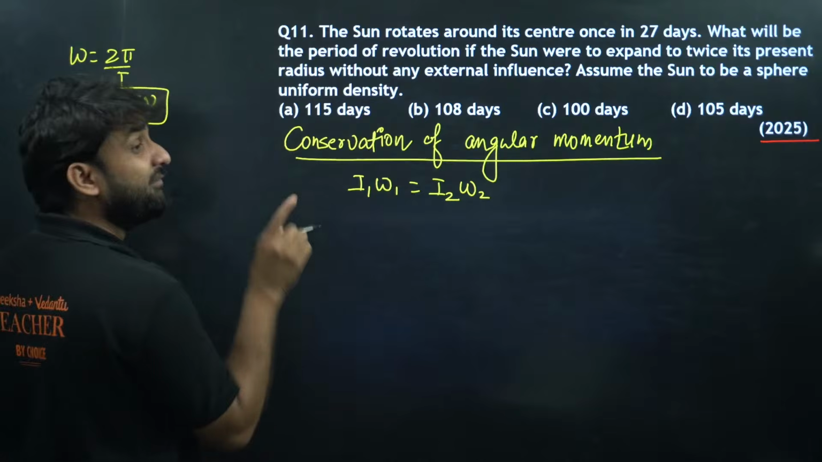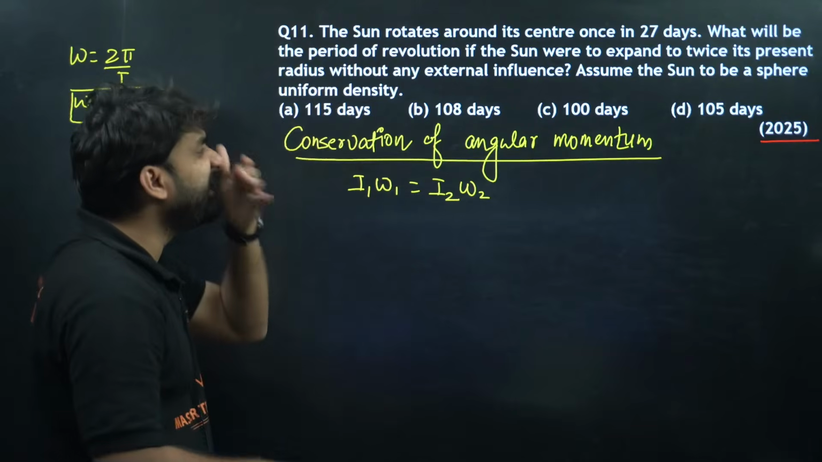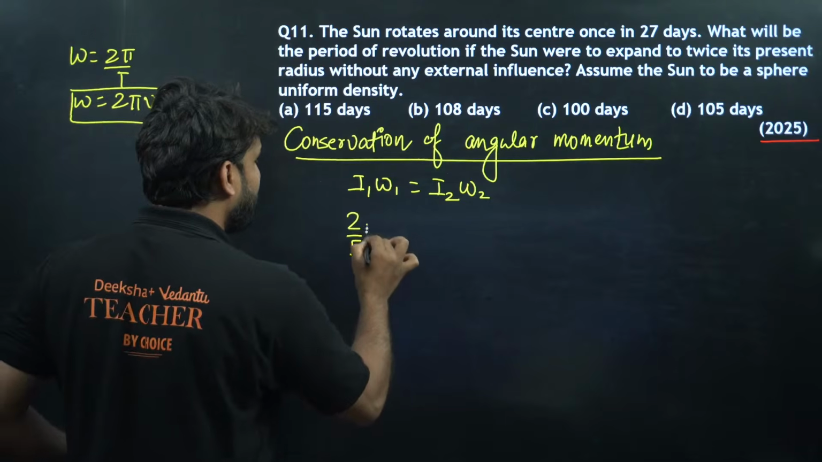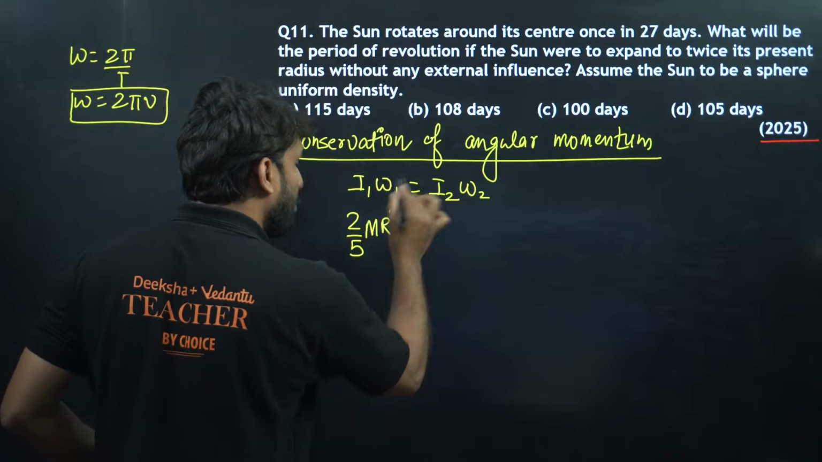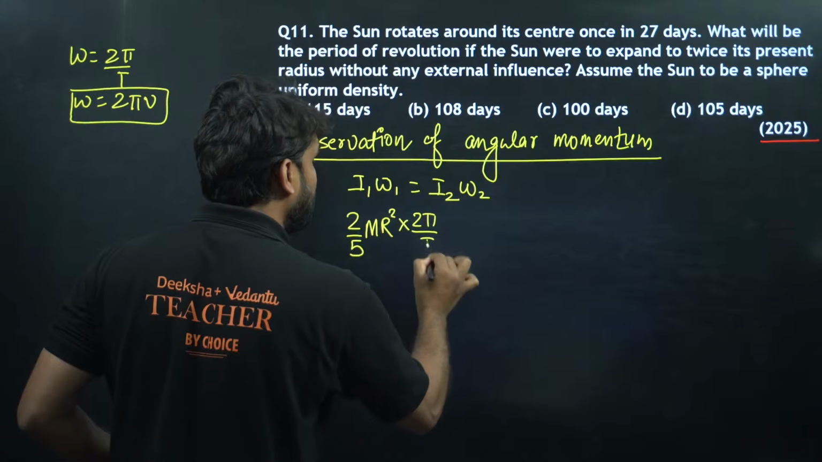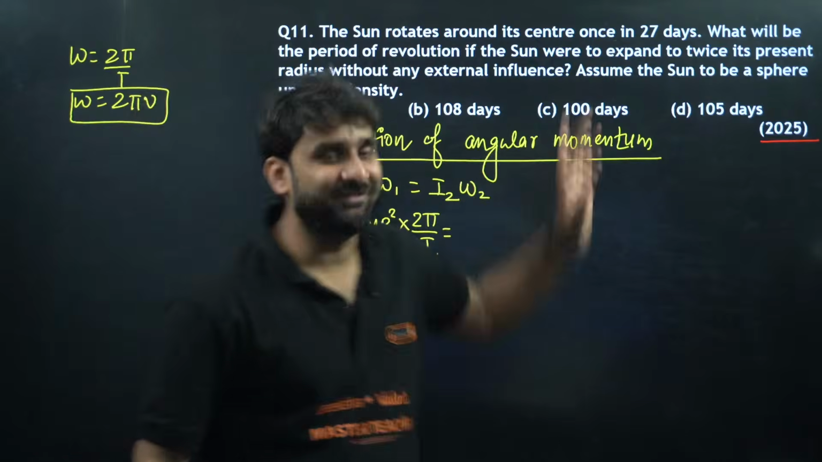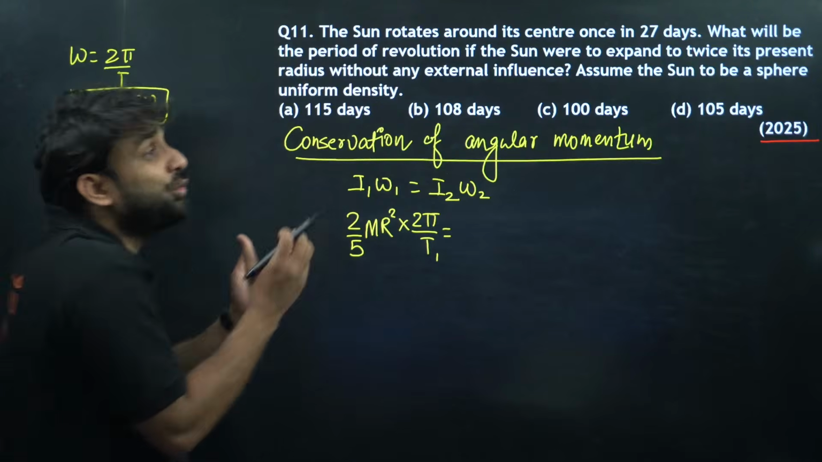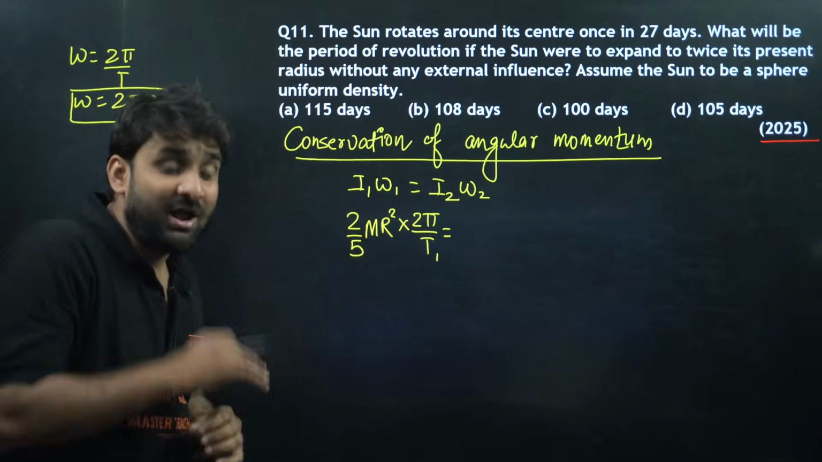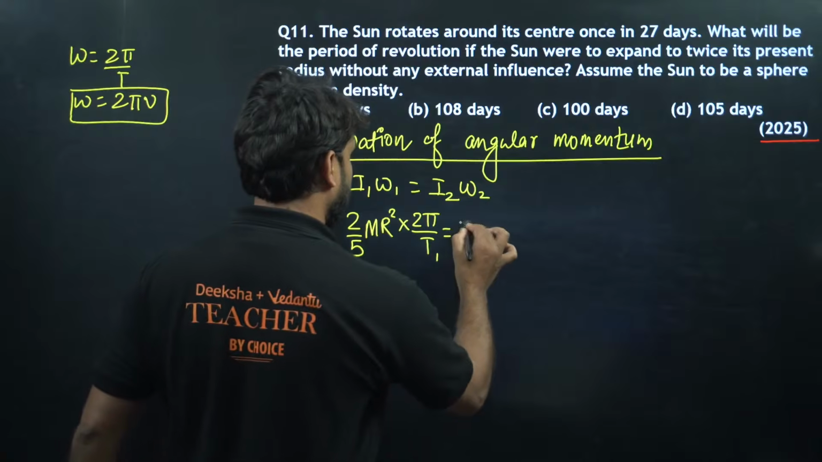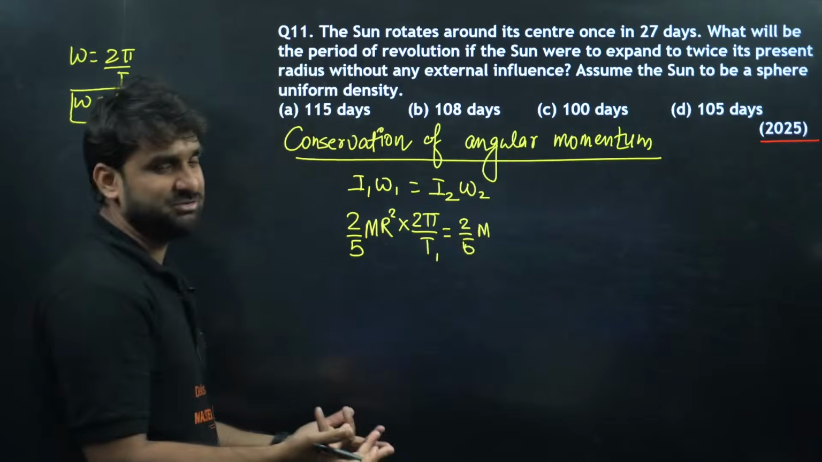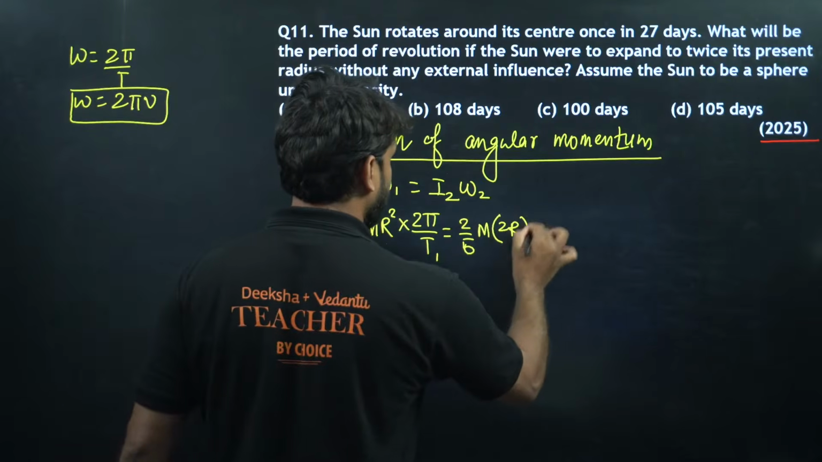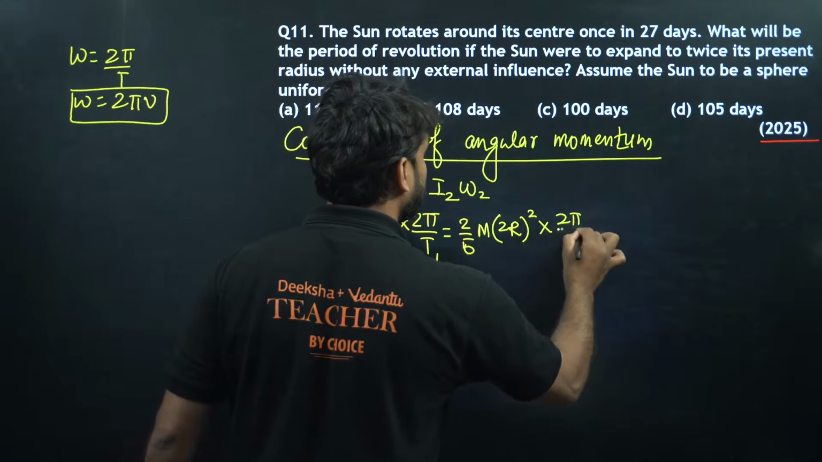So I1 means before expansion. We are considering this as a solid sphere. So moment of inertia will be equal to 2 by 5 mr square, and omega can be written as 2 pi by t1, where t1 is 27 days, already given. Now after expansion, the radius has become twice. The initial radius was r. Now the radius is increased by twice. So I2 can be written as 2 by 5, mass will remain same, champion, only size is increased, so this is equal to 2r square, and omega 2 can be written as 2 pi by t2.